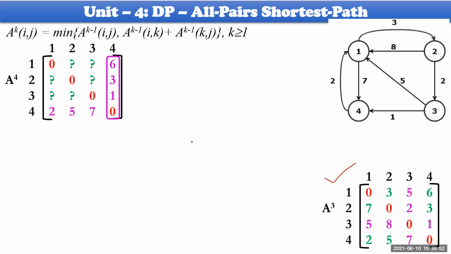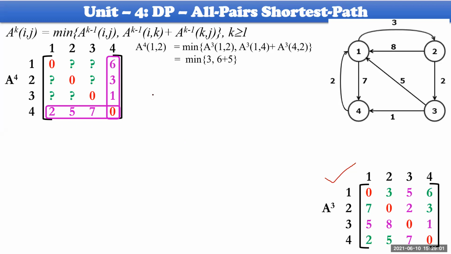So A power 4, so 4 as the intermediate vertex, so we have to take the constants of the 4th column and 4th row, and we'll perform the same. So here we would like to identify the distance between 1 to 2. Distance between 1 to 2 is being identified. That might have some kind of cost. So by introducing 4 as intermediate, some more costs are there, and the minimum is going to be 2.